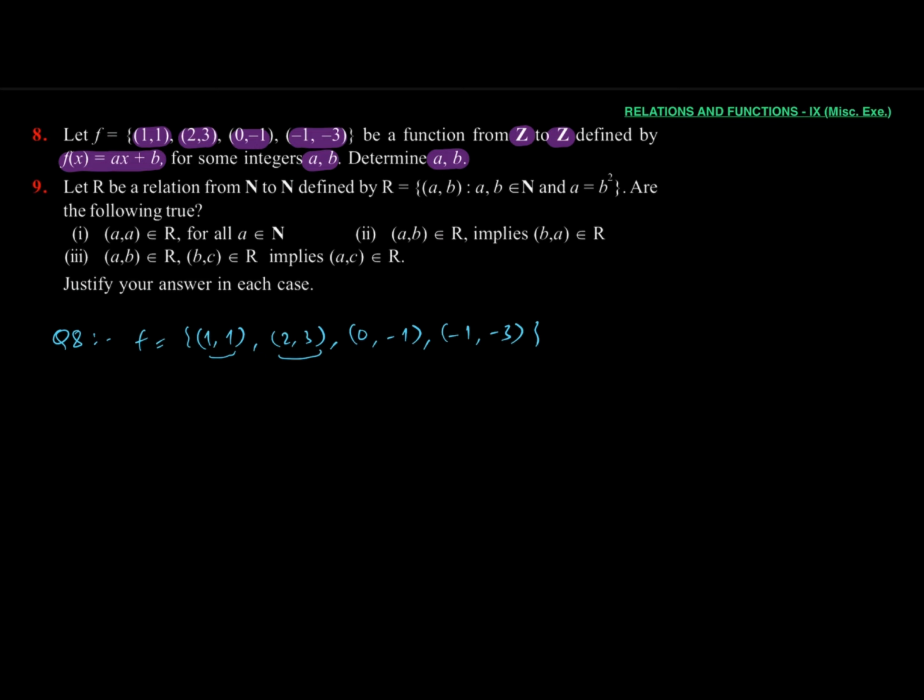So let's see how this is done. Here the given function is f of x is equal to a times x plus b. We know what f of x is. f of x is nothing but y. So here we'll be having y is equal to a times x plus b.